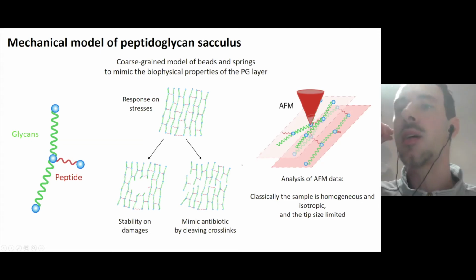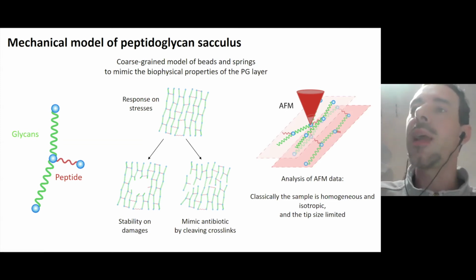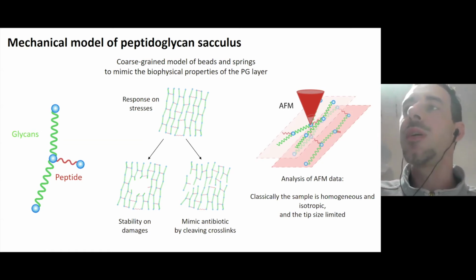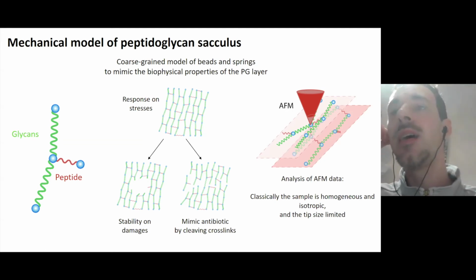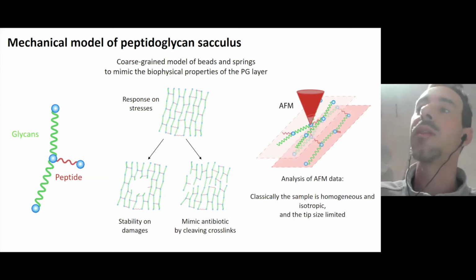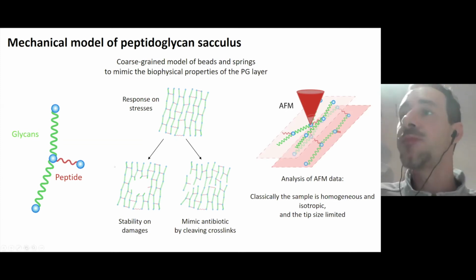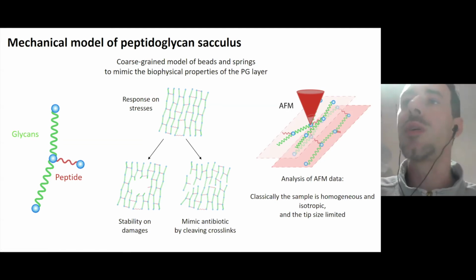The classical view in models present in the literature for AFM analysis focuses on a homogeneous and isotropic sample. While in our case, we have seen that the sample is not homogeneous and not isotropic, and the AFM tip has a size that is very similar to the one that is being probed, basically the size of the glycan and the peptide. In that case, the normal models fail, and we would like to extend from a continuous to a discrete model. How do we do it?